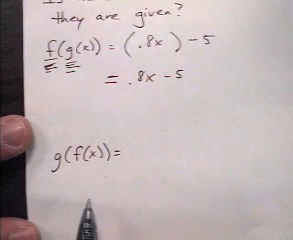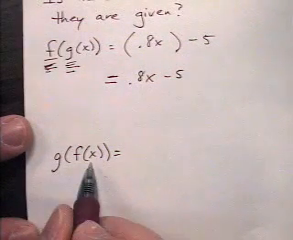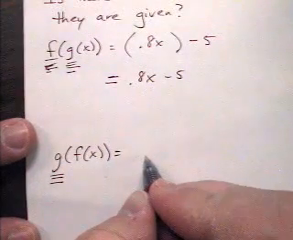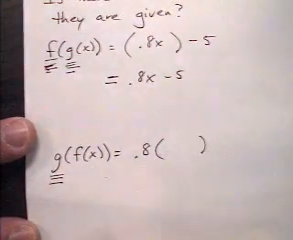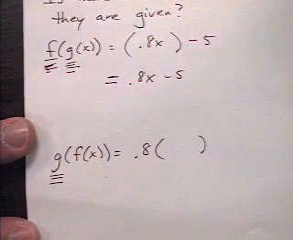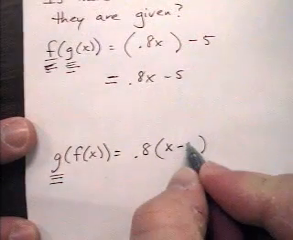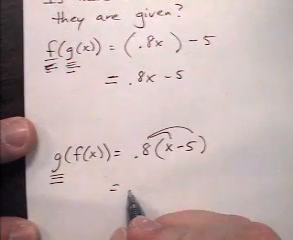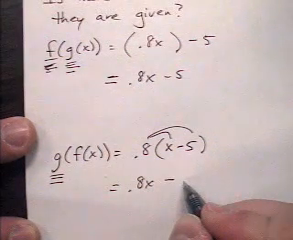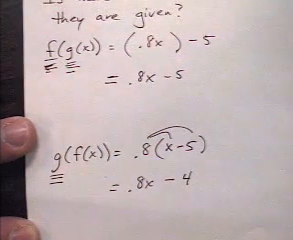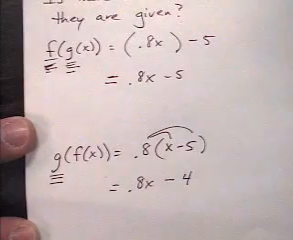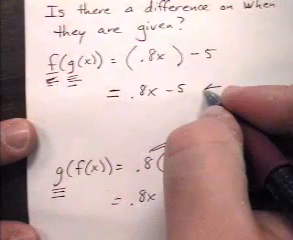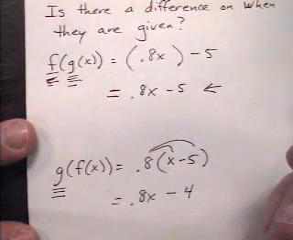Well, let's see here. What happens if I reverse the process? In other words, the rebate first and then the discount. So the discount of 0.8 times whatever you put into it, and we're putting in the x minus 5. A little bit of distributing happens here, so we have 0.8x minus 4. Is there a difference between these two? You better believe it. This one is $1 cheaper.